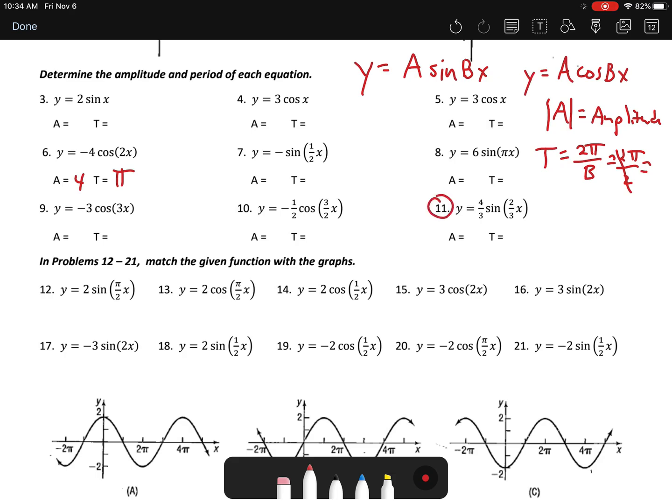I'm going to pick a little harder one, specifically number 11. The amplitude obviously is 4/3. That one was easy. The period, however, is 2 pi over 2/3 because b is 2/3. So I am going to multiply by the reciprocal of 2/3, which is 3/2. Those cancel. So the period on number 11 is 3 pi. So 4/3 sine of 2/3 x repeats every 3 pi. Okay?